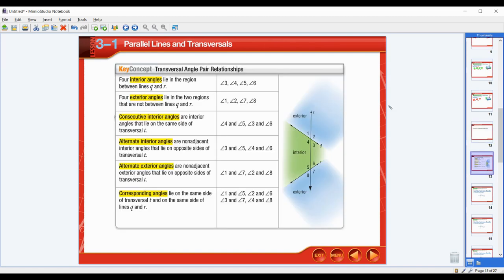All right, so starting off here, we're going to start it off pretty easy. Interior angles, I know this is a surprise to nobody. They lie on the inside of your lines. So here you can see we have line Q, we have line R.